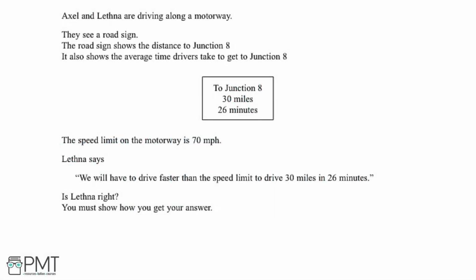Axel and Lethner are driving along a motorway. They see a road sign. The road sign shows the distance to junction 8. It also shows the average time drivers take to get to junction 8. So here's the information. To get to junction 8, it's 30 miles, and that on average takes a driver 26 minutes.